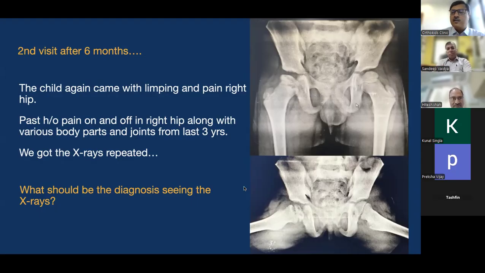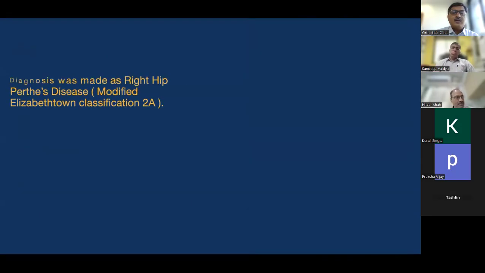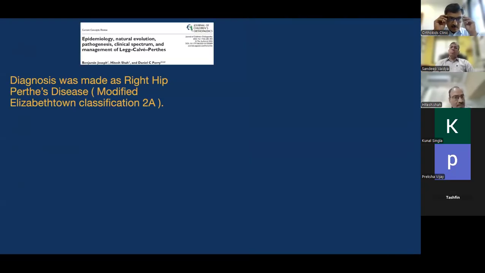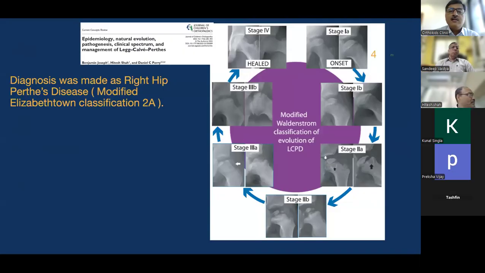What is more important for all fellows is that we must know the typical clinical duration of the different stages of Perthes disease. Kunal, can you show that slide? That's what we have been taught by Dr. John Wedge, if we are following the modified Waldenström classification.